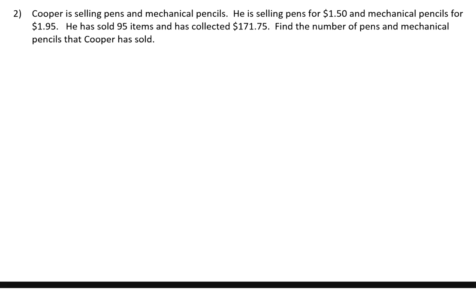Another thing that you're going to see on this test is a situation that leads to a system of equations, and to answer the question, you just have to solve the system. So this one, Cooper's selling pens and mechanical pencils. He sells the pens for $1.50 and mechanical pencils for $1.95. He sold 95 items and collected money. So one of them is the number of items sold, like pens P plus maybe M equals 95, and the other one is their dollar value.